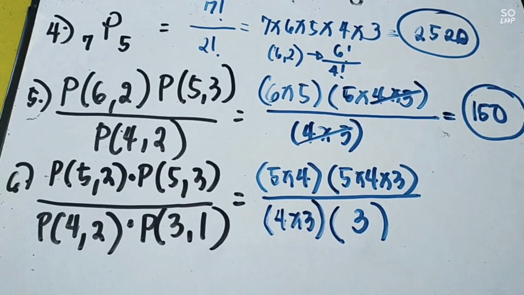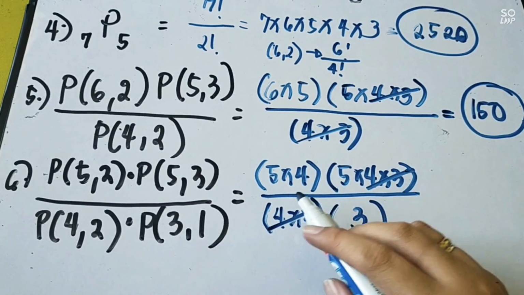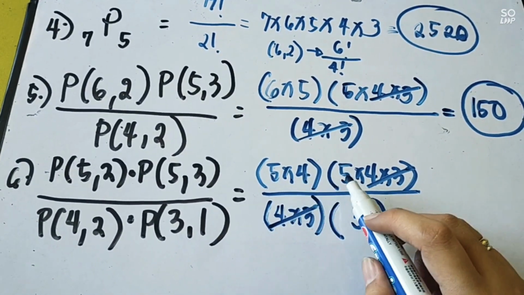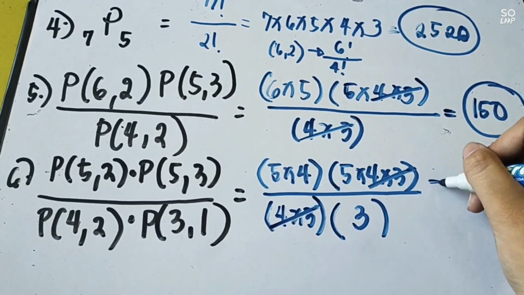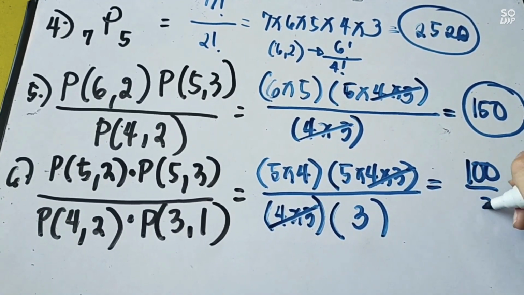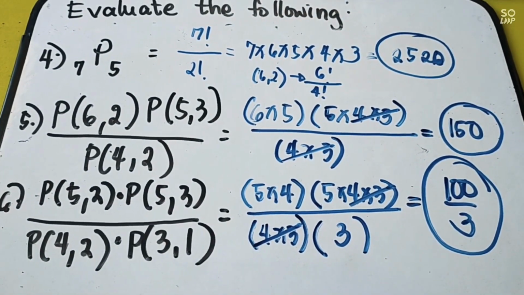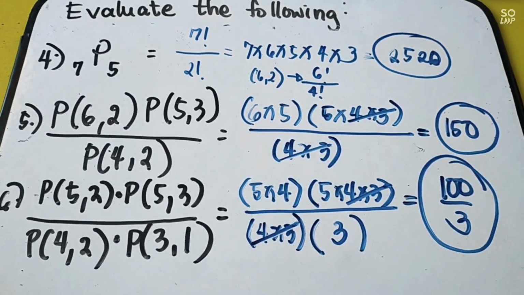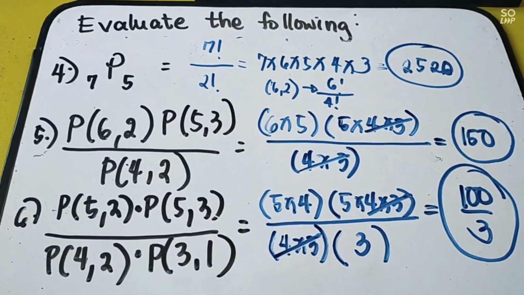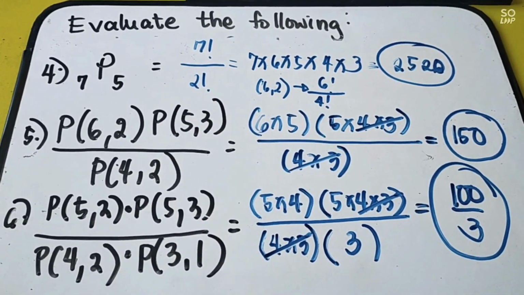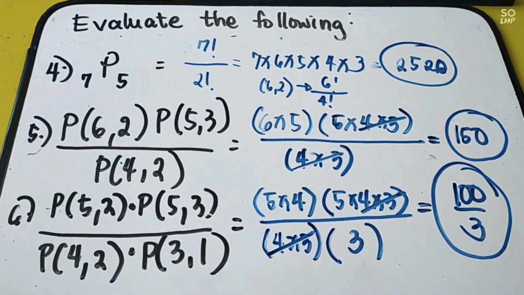Ayan na. Then, cancellation na tayo. So, 4 times 3, tanggal na 4 times 3. Then, just multiply. 5 times 5, we have here 25. 25 times 4, the answer is 100. 100 over 3. So, that is now your answer. So, that is how you will evaluate permutation. So, that's all for illustrating permutation of objects. So, our next video is about problem solving involving permutations.